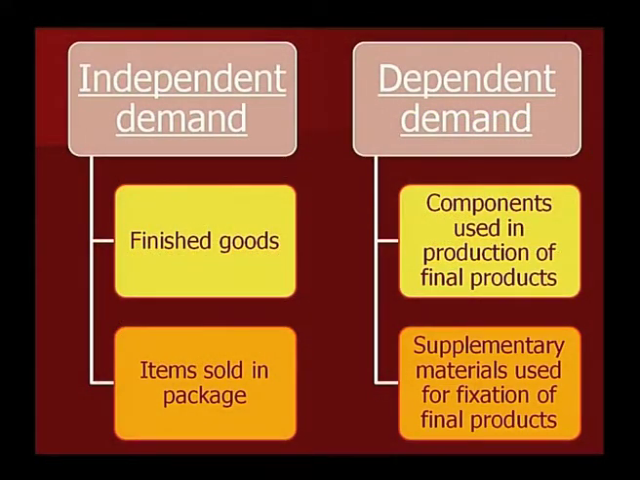Now, let us study the independent demand and the dependent demand. In independent demand, we have the finished goods and the items sold in package. Dependent demand is the components used in production of final products. It is supplementary materials used for fabrication of final products.